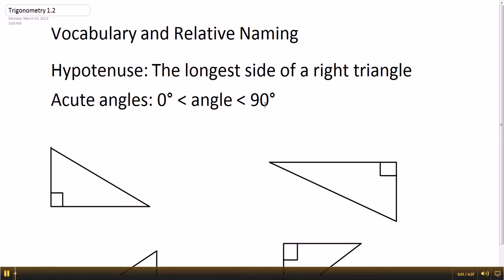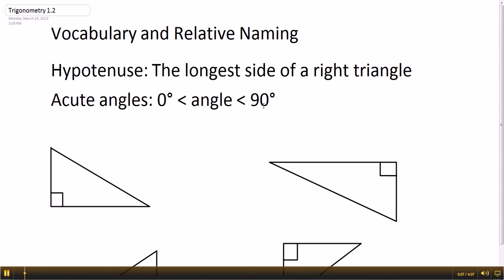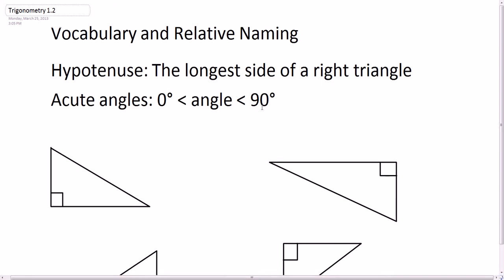Hello students, and welcome to Trigonometry 1.2. This is vocabulary and relative naming. So grab a pencil and piece of paper and please follow along.